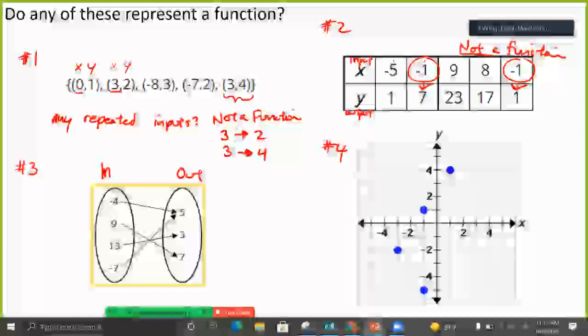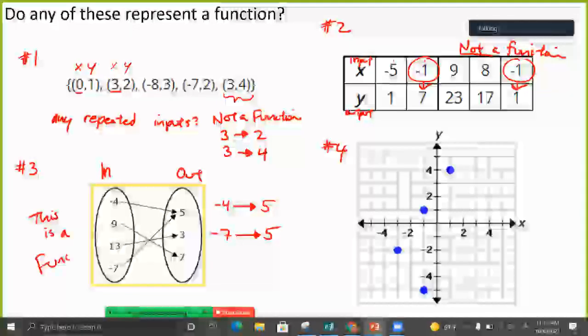Now, you might think this is a repeated input because we have two things going to 5, right? But actually, what we're seeing is a repeated output. If I wrote this out, negative 4 goes to 5, no problem. And then later, negative 7 goes to 5. Okay, so yes, the 5 is being repeated, but that's not the input, right? 5's not the input, 5's the output. So this is okay. These aren't the same. The inputs are different. So this is a function. Woohoo! Finally, we got an actual function.